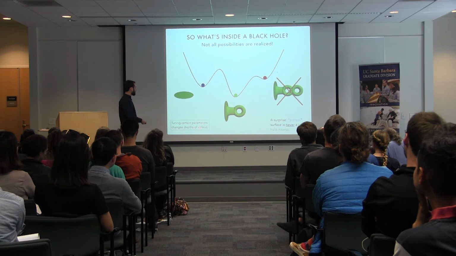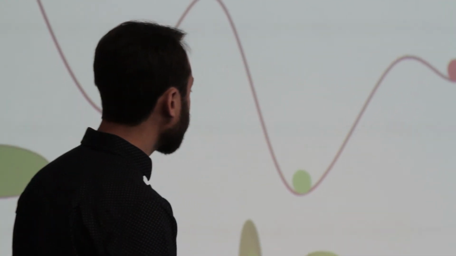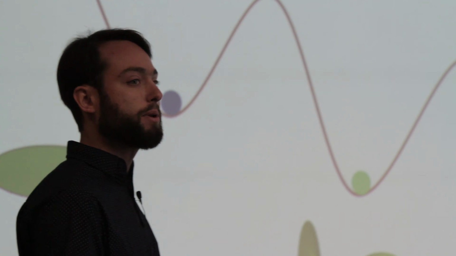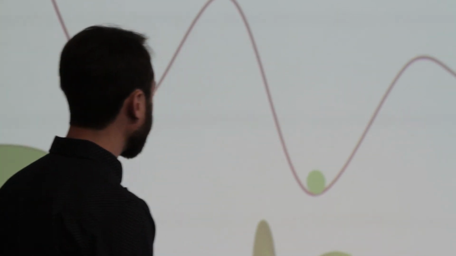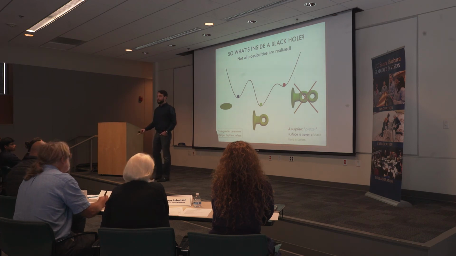However, as we tune certain parameters in the theory, we change the relative depths of these valleys, thereby changing the quantum description of the black hole. And here we have a surprise. Preliminary results suggest that for no value of the parameters is the valley corresponding to the pretzel interior the lowest. This means that the inside of the black hole never looks like a pretzel.